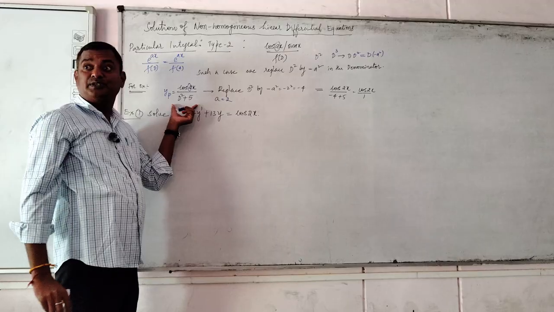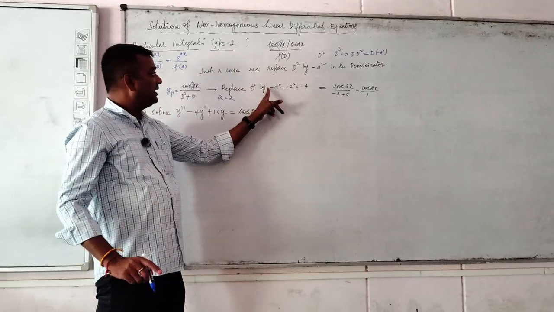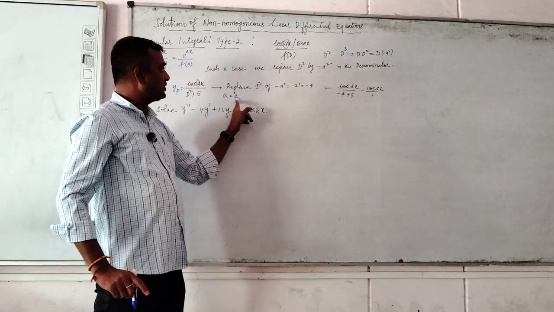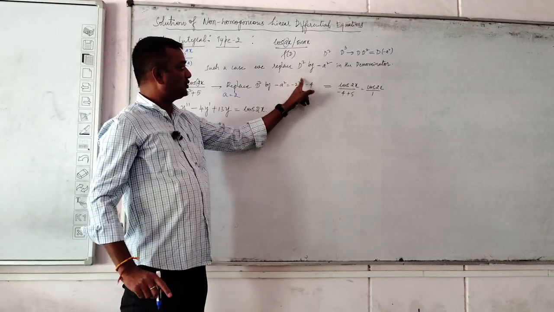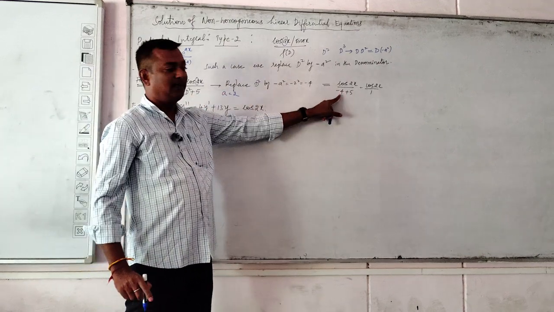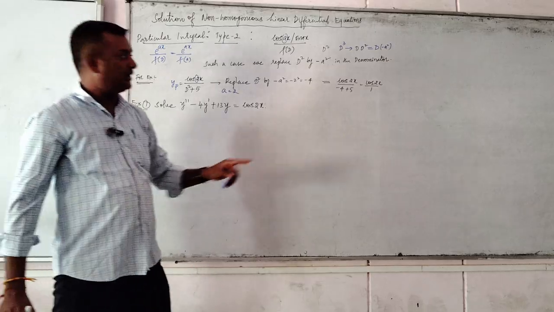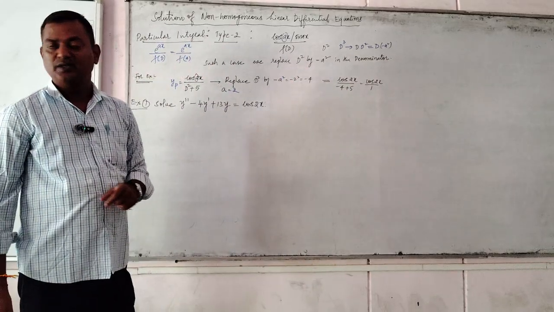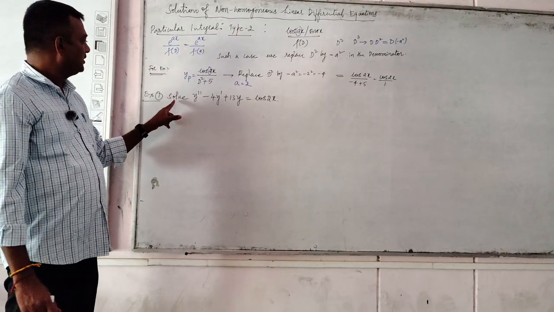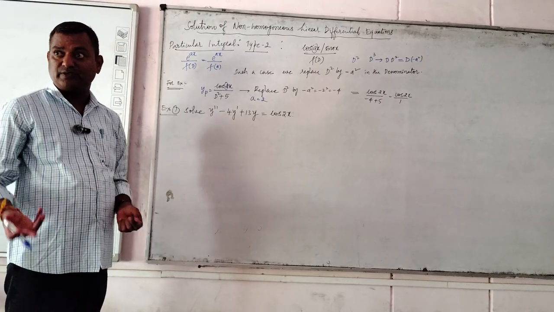2. So you need to replace in the denominator D square by minus a square. The value of a is 2, 2 square is 4, so minus 4. Therefore, write cos 2x as it is, replace D square by minus 4, so 5 minus 4 is 1, therefore you will get cos 2x by 1. So this is one of the important examples from type 2. It is very important, but I don't know which will come first.